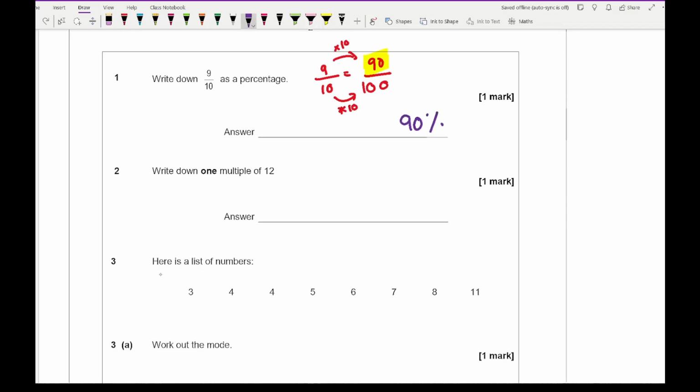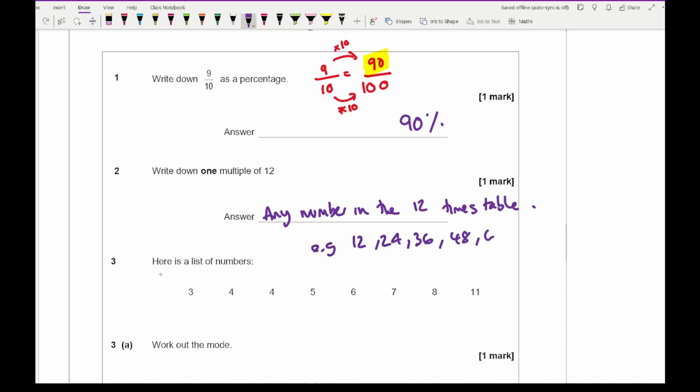Then for question 2, it says write down one multiple of 12. So basically all you're writing there is any number in the 12 times table. Now you've got to make sure that you are actually writing a number, not just writing that statement that I've written. So e.g. you could write 12, 24, 36, 48, 60, any one of those numbers, but make sure that you are only writing one.